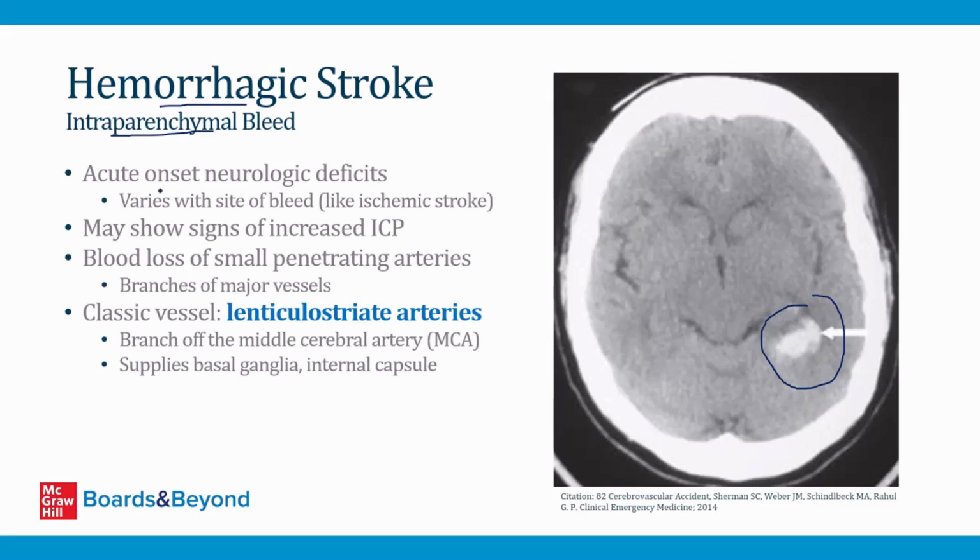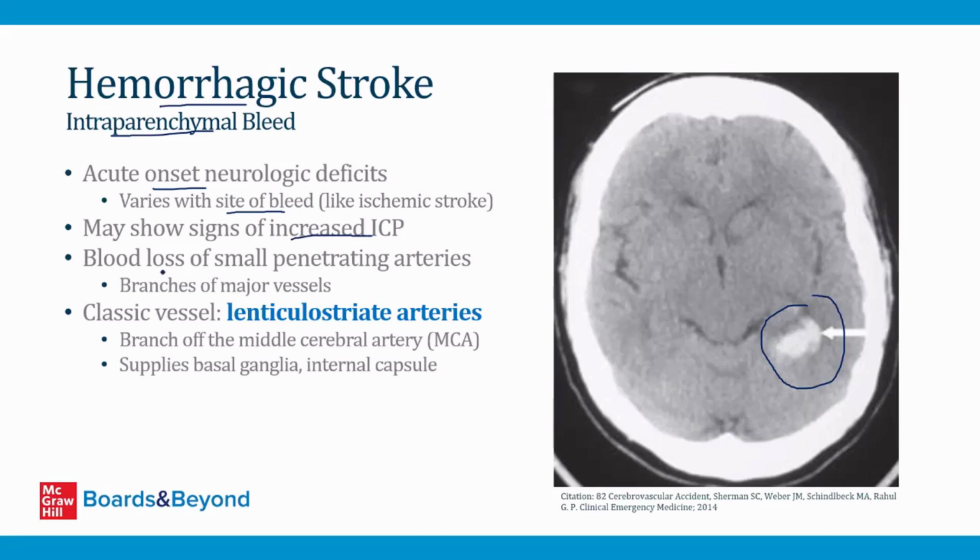These strokes present with acute onset of neurologic deficits, just like ischemic strokes. The specific deficits you see vary depending upon the site of the bleed, just like they do with ischemic strokes. Beyond focal neurologic deficits, you can also see signs of increased intracranial pressure if the bleeding is large and it raises the pressure inside the skull.